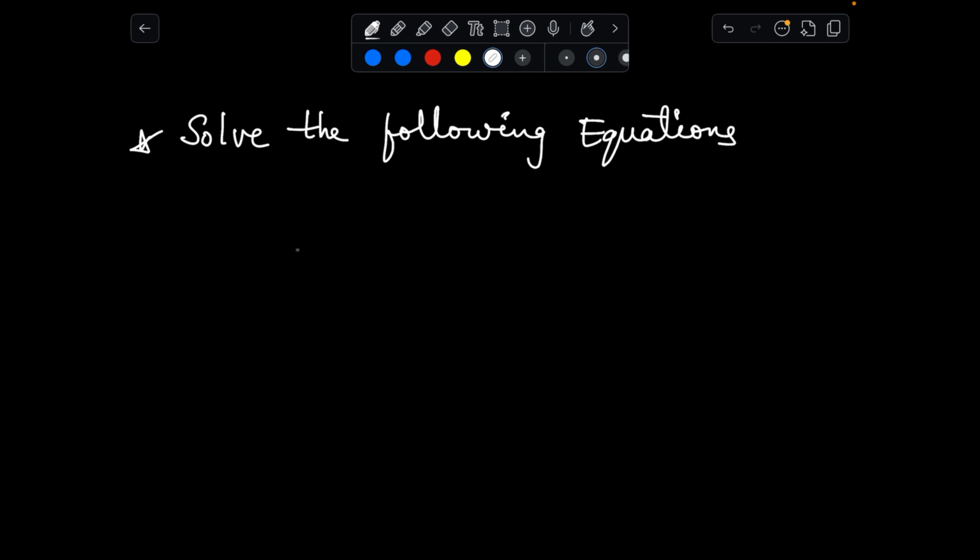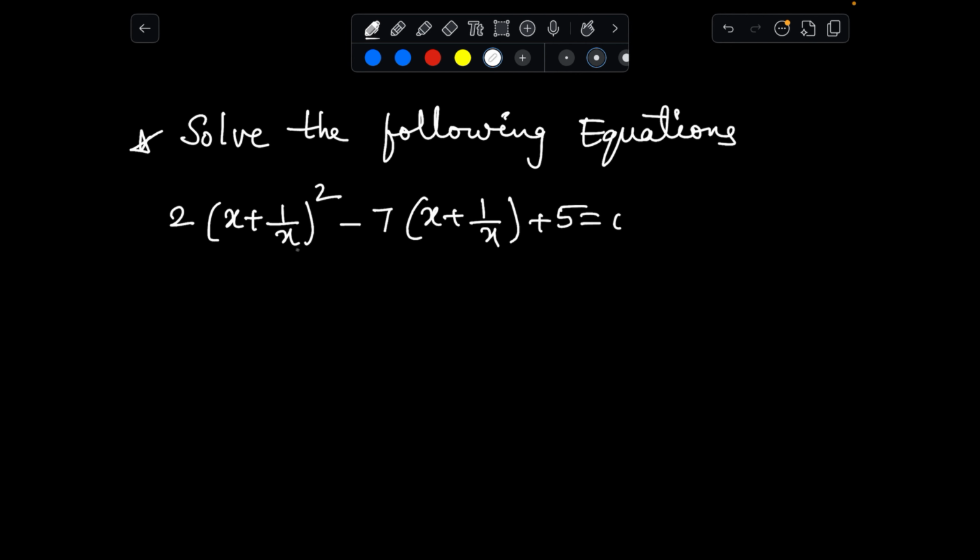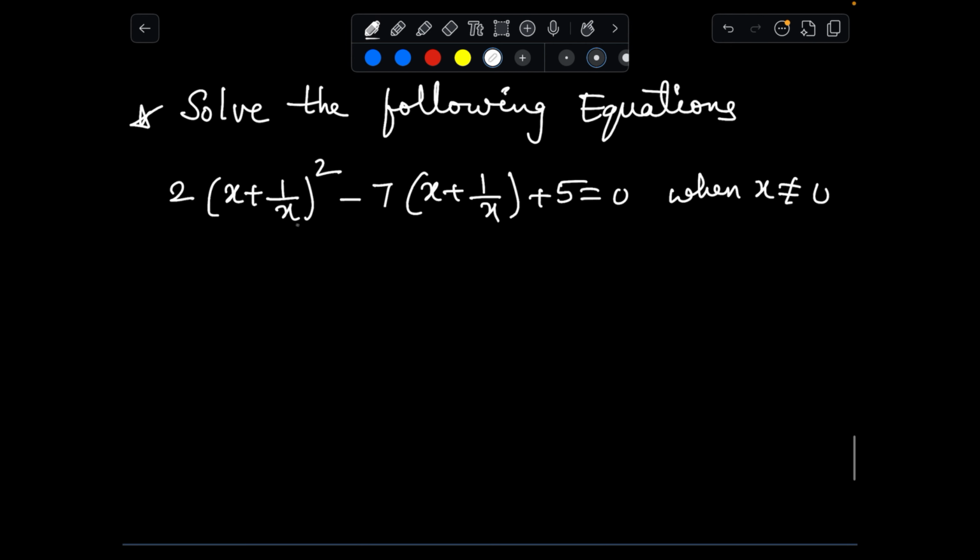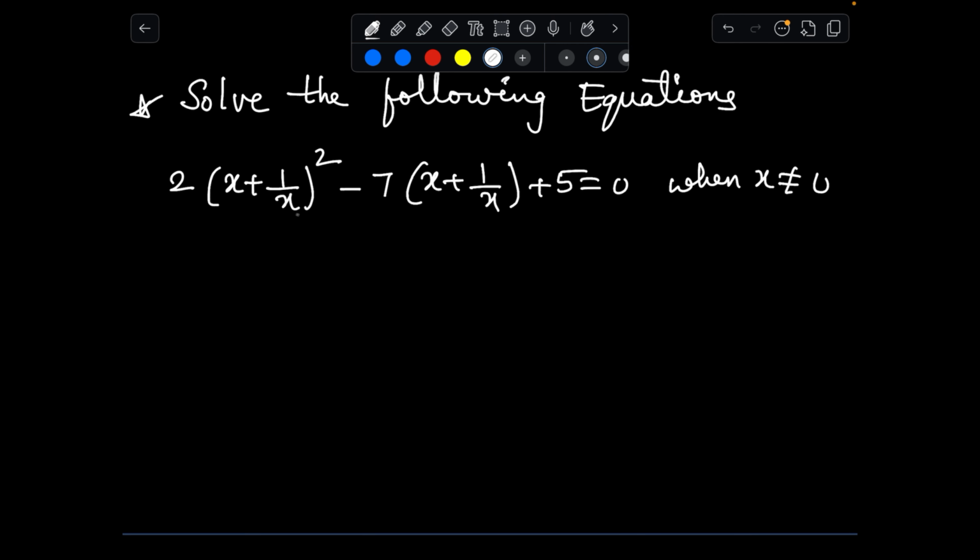Now let's discuss a problem on quadratic expressions. The question is: 2(x + 1/x)² − 7(x + 1/x) + 5 = 0, where x is not equal to 0. Here, observe the equation: let x + 1/x be the unknown variable.